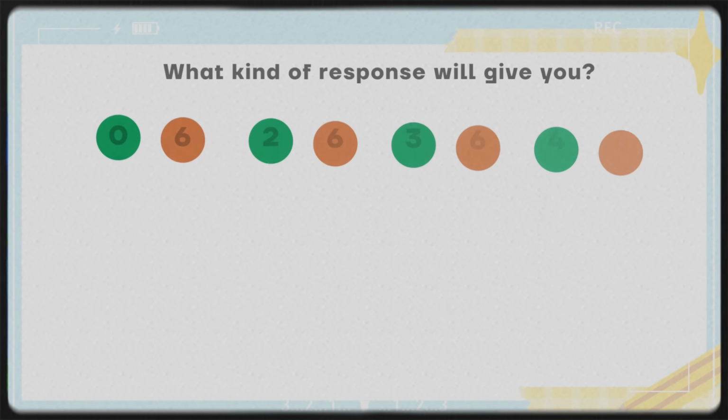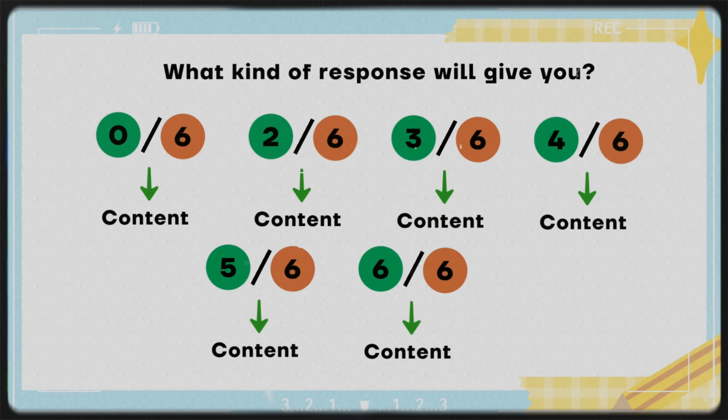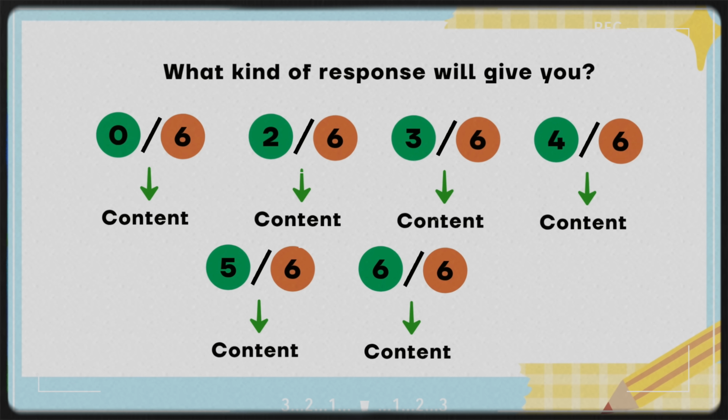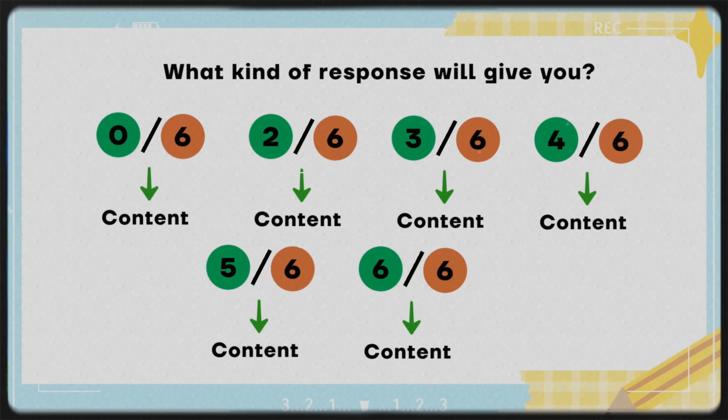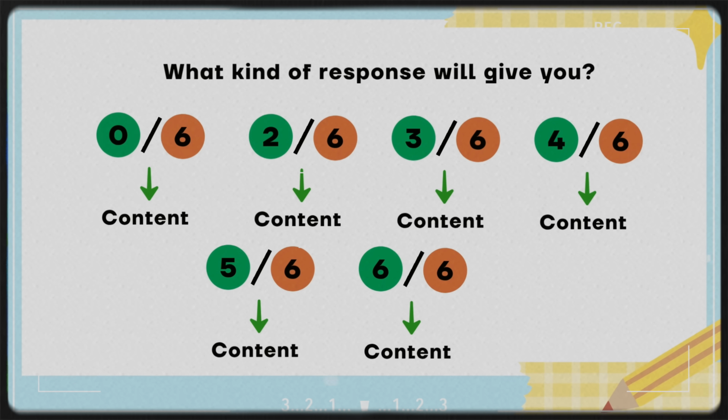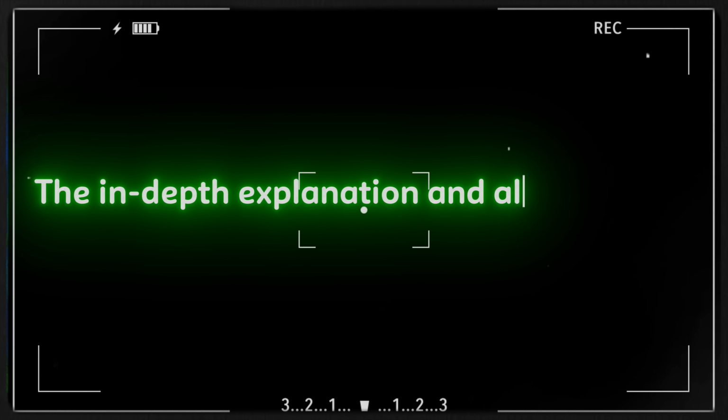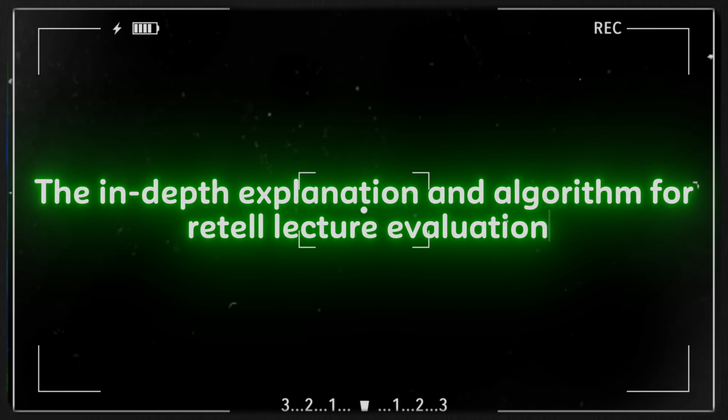PTE Retell lecture, let's do some experiment. What kind of response will give you 0 out of 6 for the content, 2 out of 6, 3 out of 6, 4 out of 6, 5 out of 6, and finally 6 out of 6 through our newly launched AI portal? Want to understand more about the in-depth explanation and the algorithm for Retell lecture evaluation? Make sure you watch the video till the end.